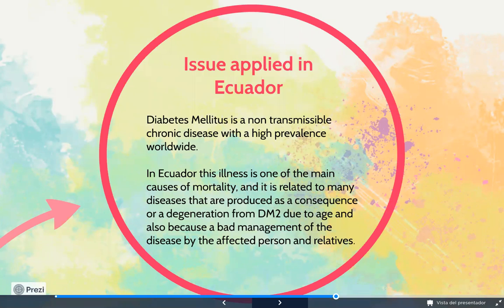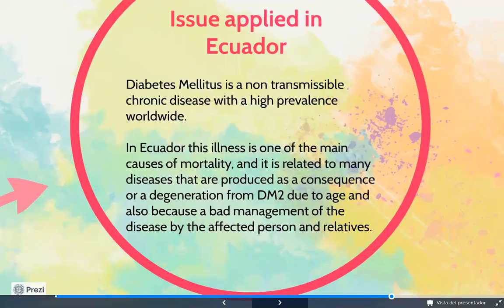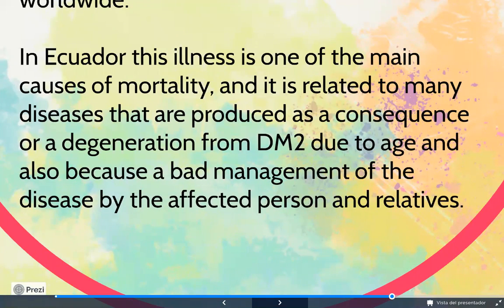Diabetes mellitus is a non-transmissible chronic disease with a high prevalence worldwide. In Ecuador, this illness is one of the main causes of mortality, and it is related to many diseases that are produced as a consequence or a degeneration from diabetes mellitus 2 due to age and also because of bad management of the disease by the affected person and relatives.